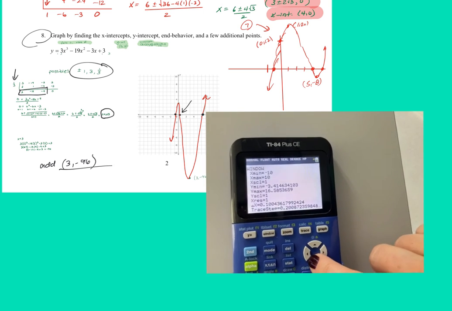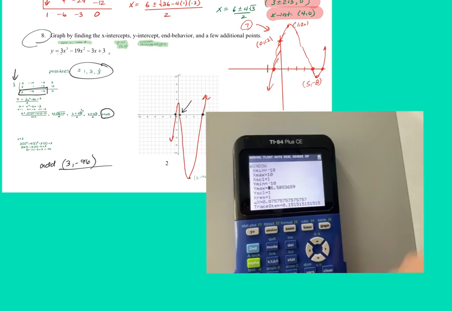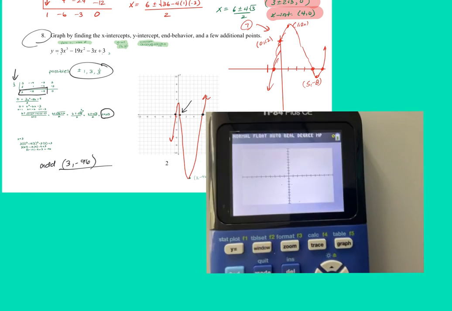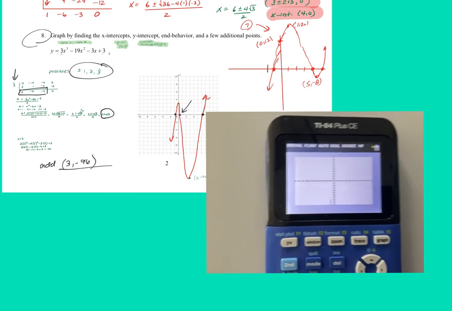So when you come in tomorrow, I'm having you reset your calculators. I'm going to show you how we'll do it today just so you can practice it. But you're going to reset it. And when you reset it, it will always start with negative 10 to 10. So that square will be set.